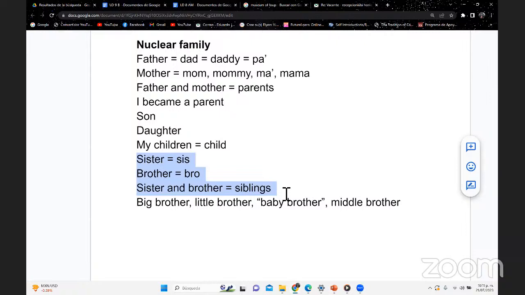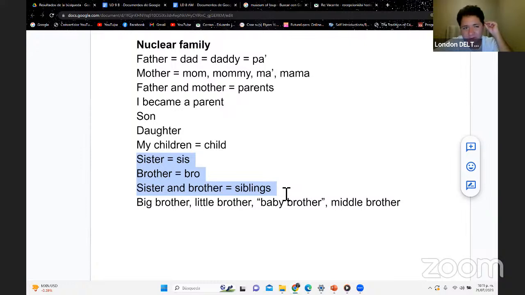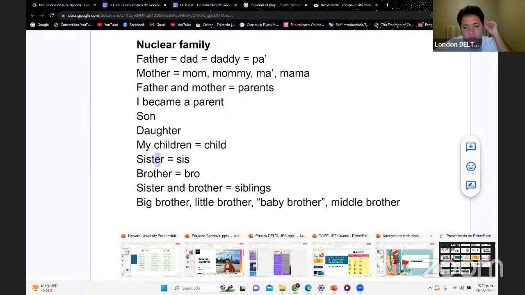Sister, sister and brother, siblings. Okay, excellent. Sister, brother, sibling. So we try to pronounce sister and not sister, right? So trying to imaginary change the E for an U. Yeah, that's one of the other tips that I can give you for your pronunciation.